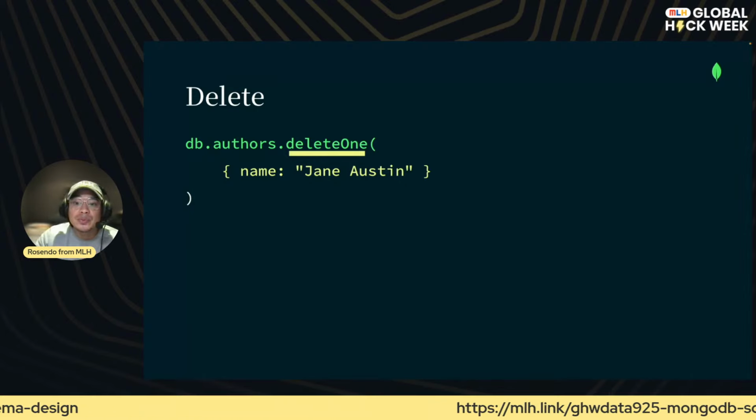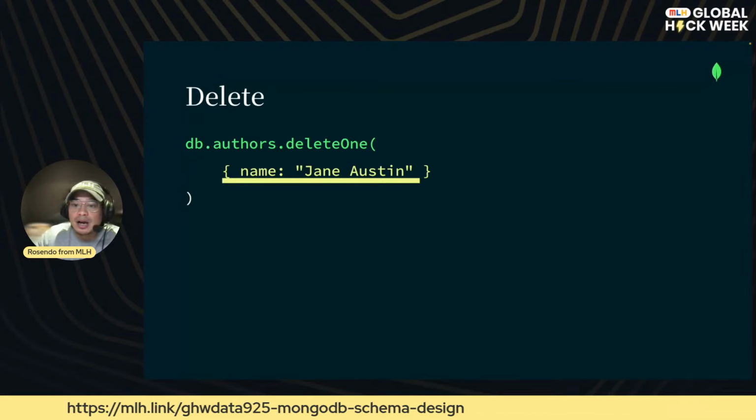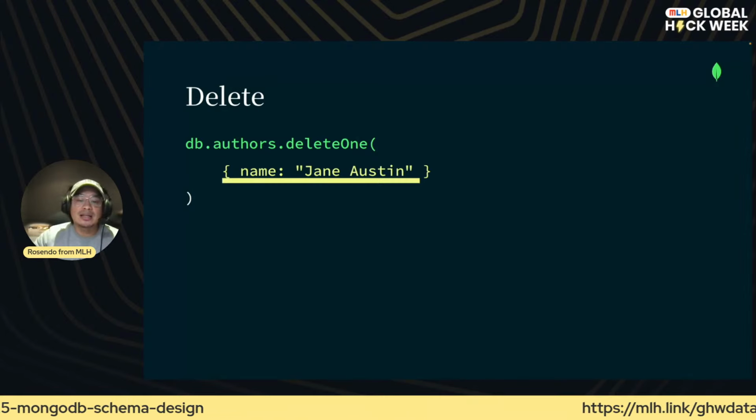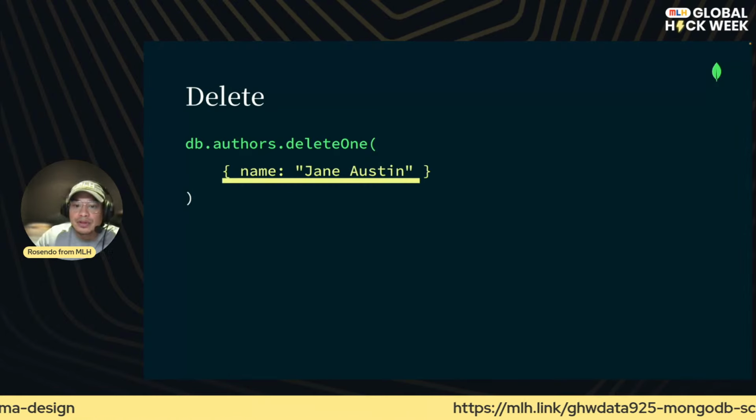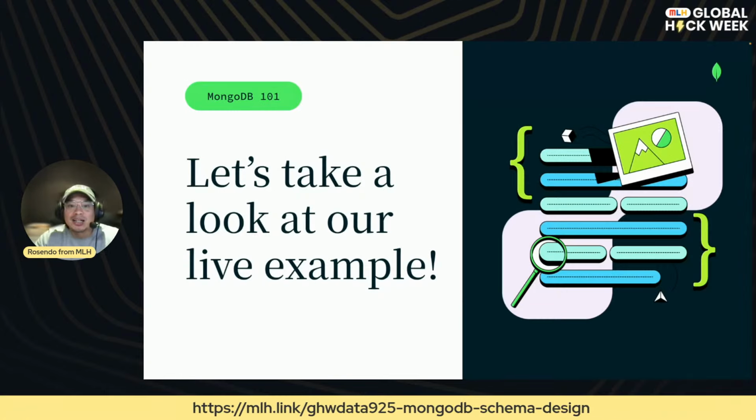It's going to be the first thing that we find that matches this filter. And the filter here being Jane Austen with the misspelling of an I instead of an E. And once you execute that, it's going to delete that document with the misspelling inside of it. All right. So now we're going to take a look at our live example.